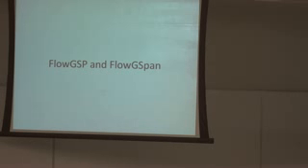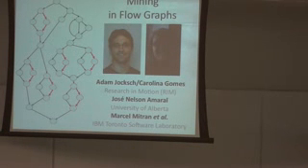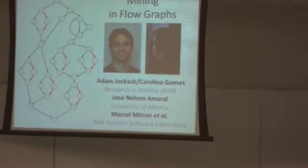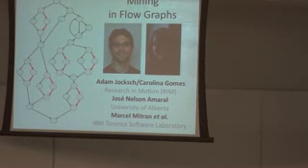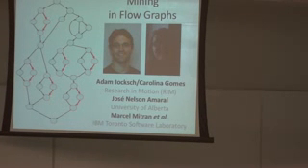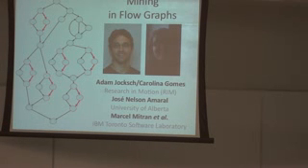The first topic is what we call Flow GSP and Flow GSPAN. GSP, as many of you know, is a well-known data mining algorithm. What we have been doing here is mining flow graphs. Why are we interested in mining flow graphs if we are a compiler laboratory? This work is done with a bunch of people at the IBM Toronto Software Laboratory.